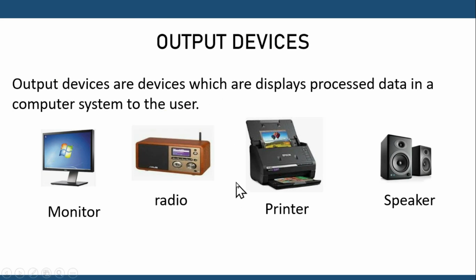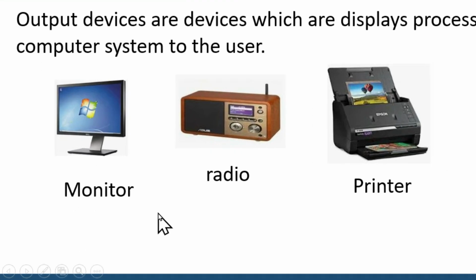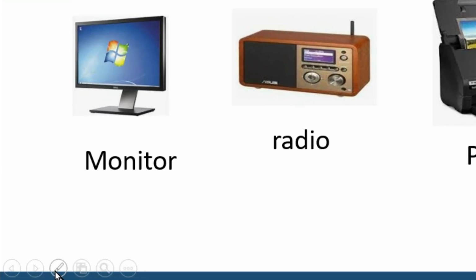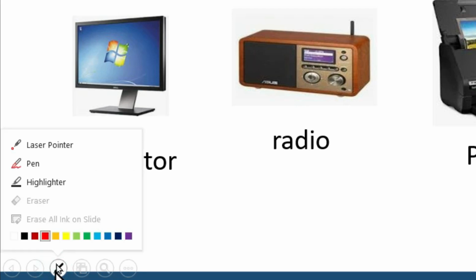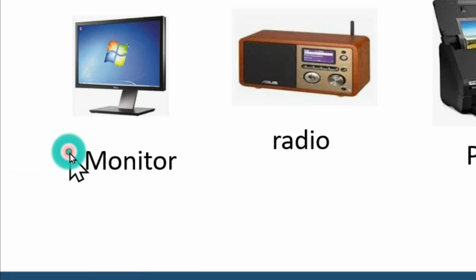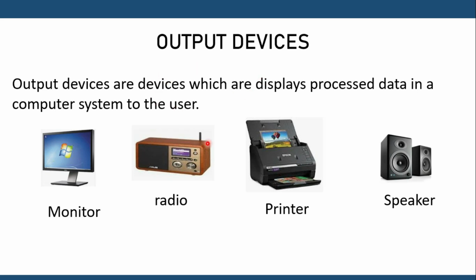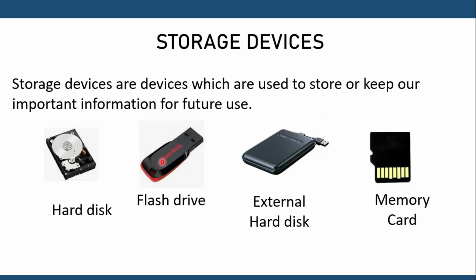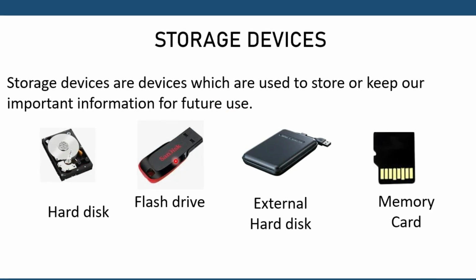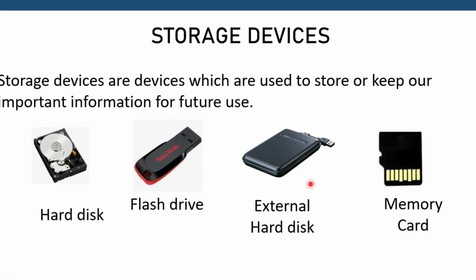Another way is to move below the slides and we have this option. When you click, you get the laser pointer option and this activates the laser pointer and you can point out things on your screen. Quickly, you can hold Ctrl plus L on the keyboard and this also activates your laser pointer and I can start to point out things. When I move to the next slide, I can point out the hard disk, the flash drive, the external hard disk, and also the memory card.